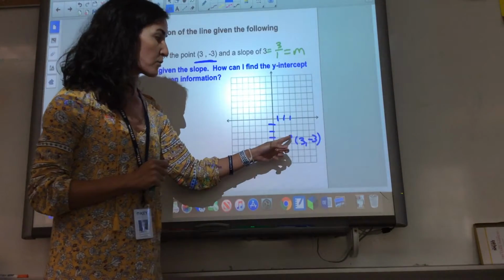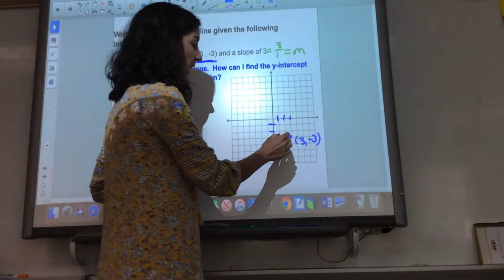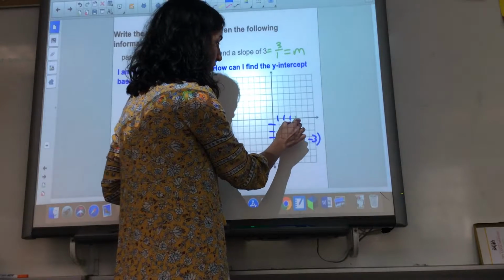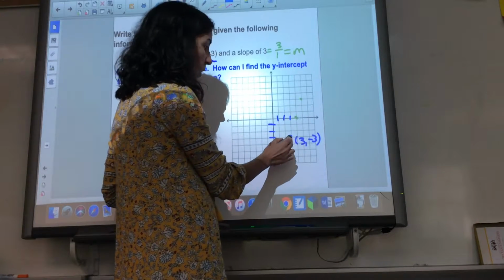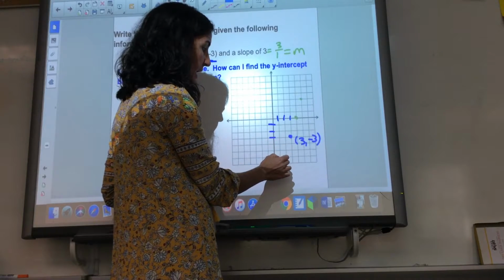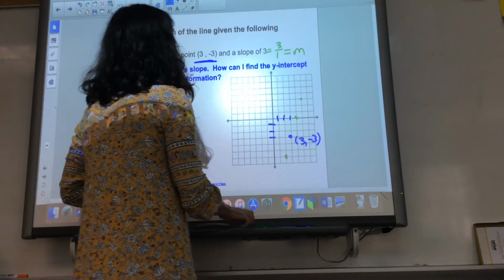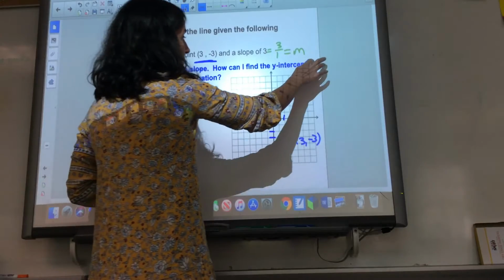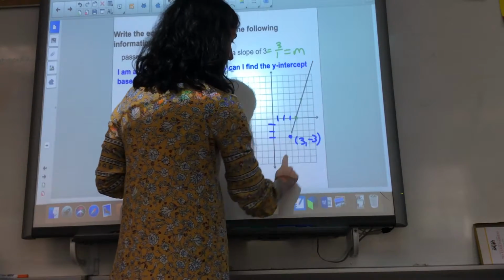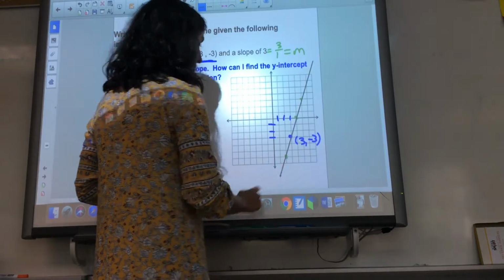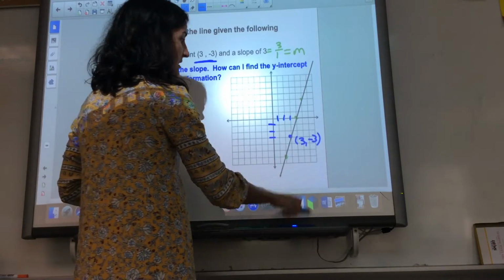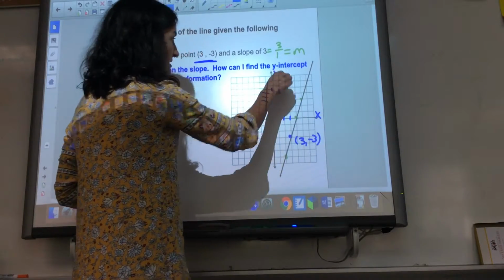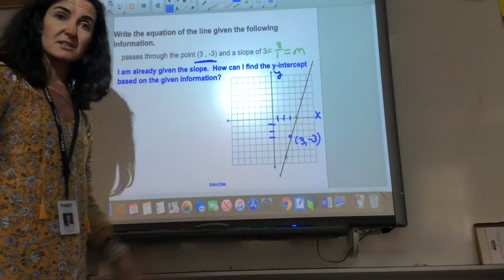Well, we can still go from this point and use our slope, right? I can go up 1, 2, 3, and over 1. I can do it again, up 1, 2, 3, over 1. Or I could go down 1, 2, 3, and backwards 1, correct? And I could graph that line. All right, so eventually you see that it is going to cross the y-axis, but we can't tell from this graph where it crosses.